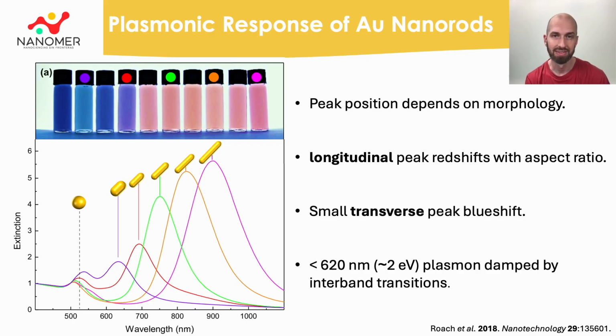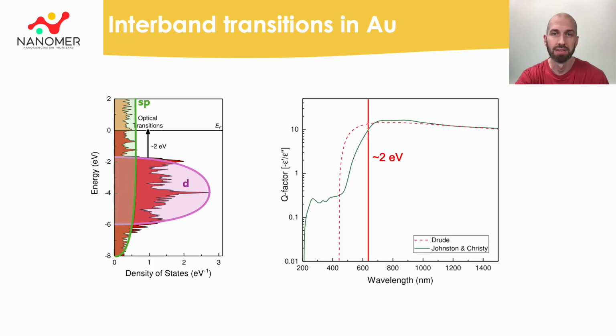Plasmonic resonance below 620 nanometers is heavily damped by inherent electronic properties of gold. This damping originates from interband transitions. This can be seen in the density of states diagram for gold, where the electrons located in the d band, highlighted in pink here, can be promoted to unfilled states in the sp band by photons with an energy above 2 eV.